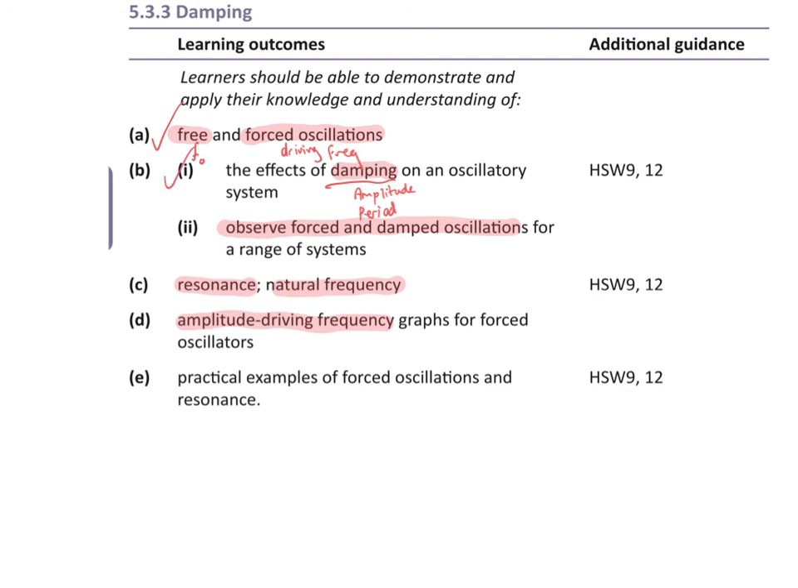We also talked about how we can observe forced and damped oscillations for a range of systems. We spoke about resonance. It's when the natural frequency is equal to the driving frequency. We talked about how the amplitude and driving frequency graph for forced oscillations looks. And practical examples, we discussed throughout.